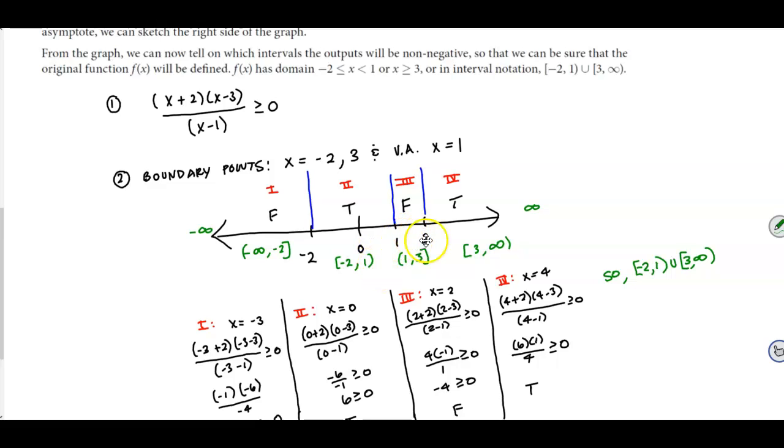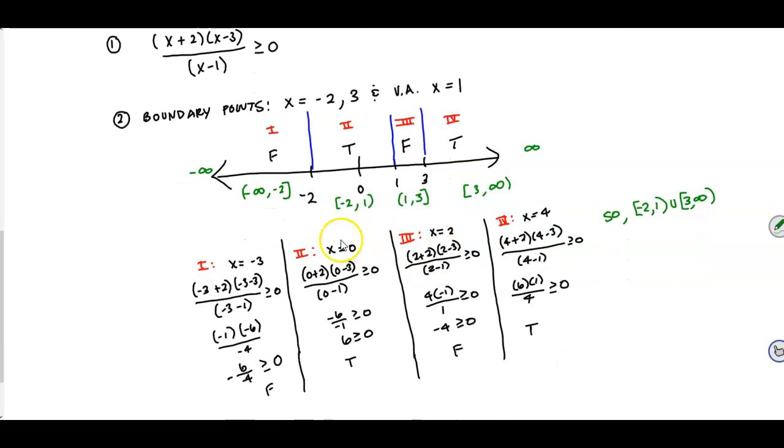And then between 1 and 3, we have parenthesis 1, 3. Again, 3 is in the numerator, so you're going to have a bracket there. And then region 4 goes from 3 to positive infinity, including the value of 3. Then we would test a point from each of these regions. For region 1, we plug in negative 3. Plugging it into the rational function, we get a negative value, which is not greater than or equal to 0, so it would be false.